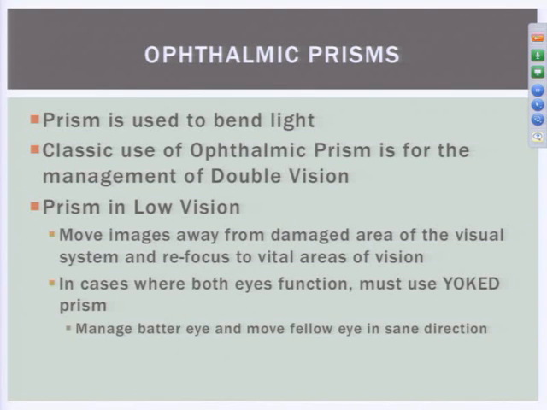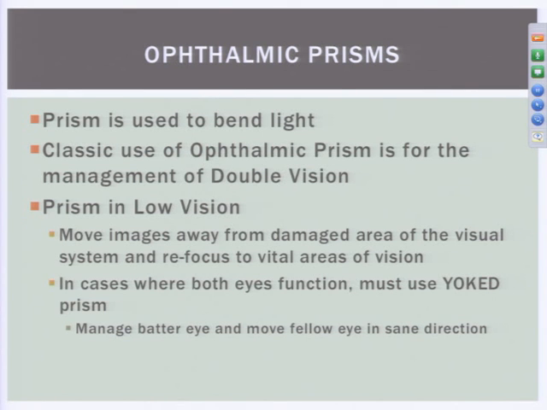Prisms in low vision are used to move the images away from the damaged area of the visual system and refocus it on vital areas of vision. This is really an important fact. Most people that have vision disabilities from a number of diseases, including glaucoma, are not blind. If you're blind, then no amount of prism light or lenses is going to be effective at all in helping you. You need other non-sighted therapy, braille, cane travel, dogs, etc. But most people are not in that category.